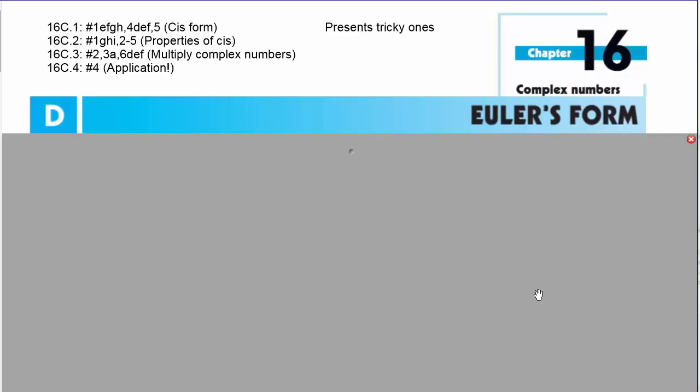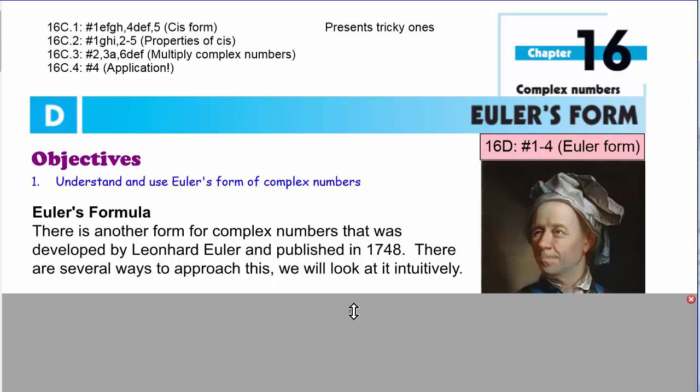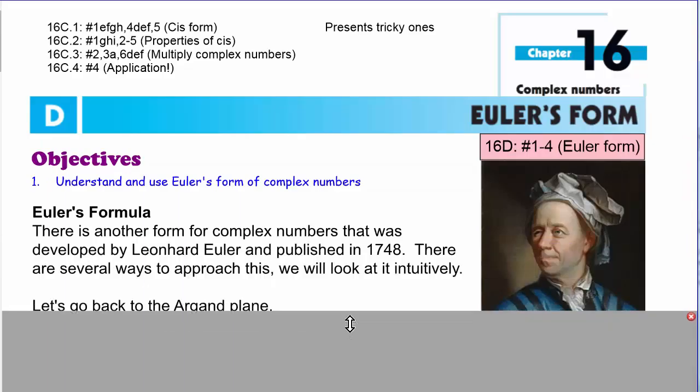Okay, today we're going to look at Euler's form of a complex number. It's a beautiful form that connects together exponentials, trigonometry, and complex numbers, and is considered one of the most beautiful connections in mathematics. So we'll start by noticing that this was done by a guy named Leonhard Euler. He did it in 1748, which is a while back.